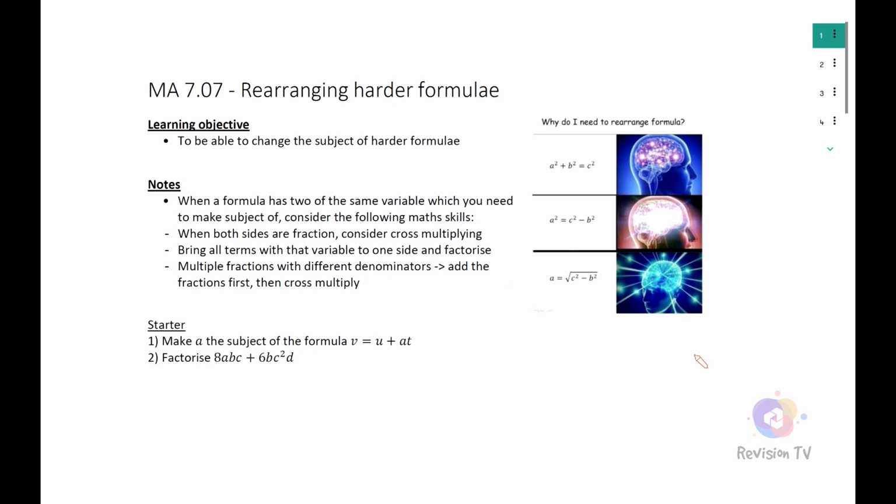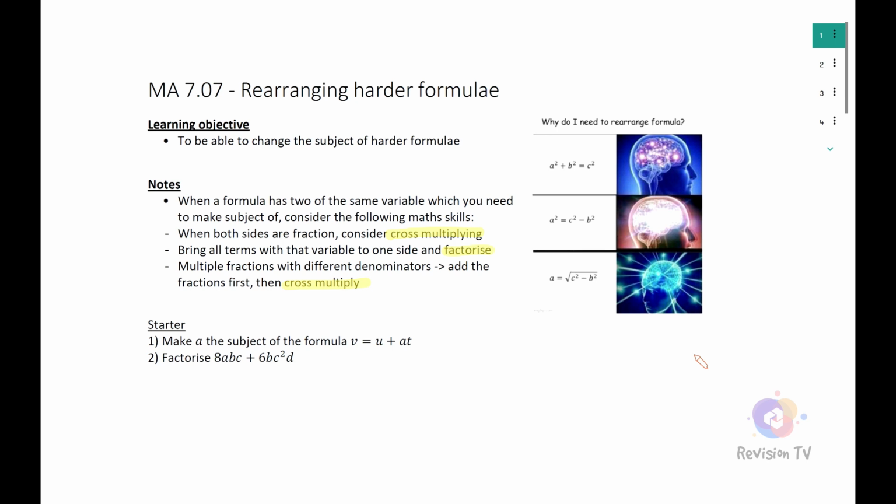I'll give you some tips and tricks on how to make your life easier in rearranging harder formulae. The first one is when both sides are fractions, consider cross multiplying, like what you did with algebraic fractions when you want to solve them. Then if there is more than one term with the variable on the same side, you want to bring them to one side and factorize. And last but not least, if you have multiple fractions with different denominators, you might want to simplify the fractions first and then cross multiply again.